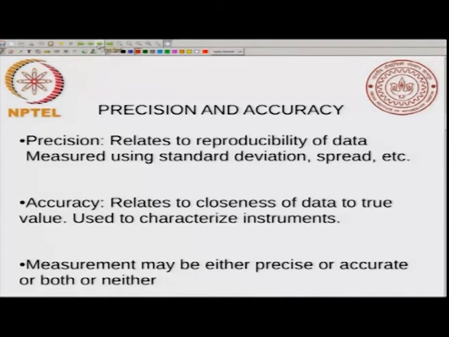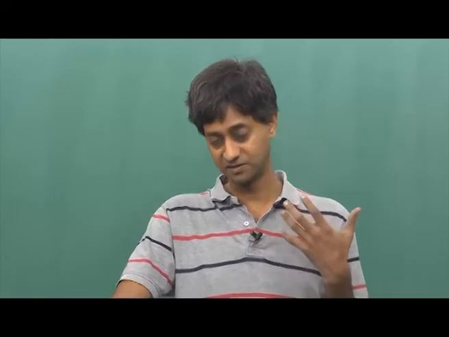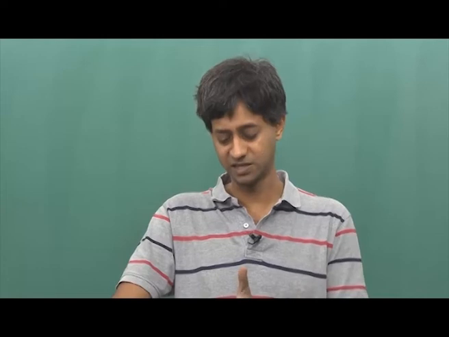So, the first two terms that I want to define are precision and accuracy. Precision relates to reproducibility of data. So, your data is said to be precise if all the measurements give you approximately the same value. Okay. It says nothing about the accuracy. The accuracy, on the other hand, is related to the closeness of the data to the true value. So, if you make a measurement, you might have a measurement that is very precise, but not accurate.